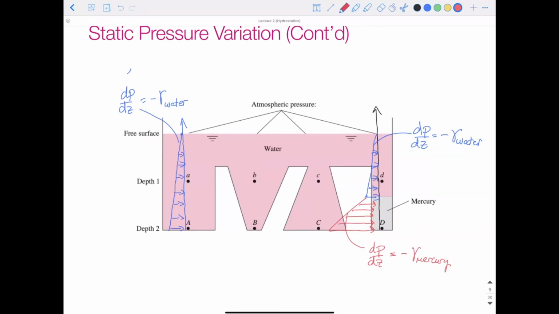So if we know this now, how can we relate the pressures at these different points? Is this statement true? If I write pressure at A, lowercase a, is equal to the pressure at lowercase b, is equal to the pressure at lowercase c, is equal to the pressure at lowercase d. Is this first statement correct?